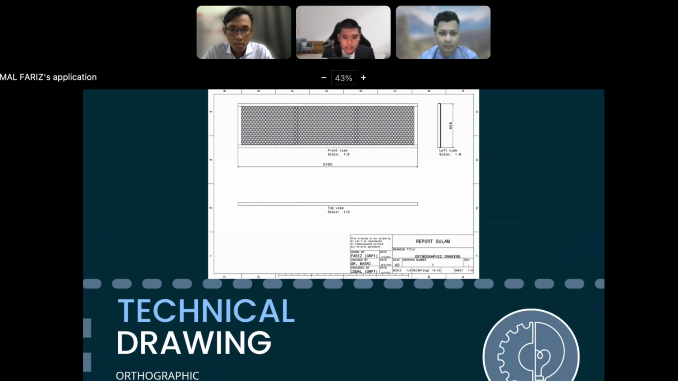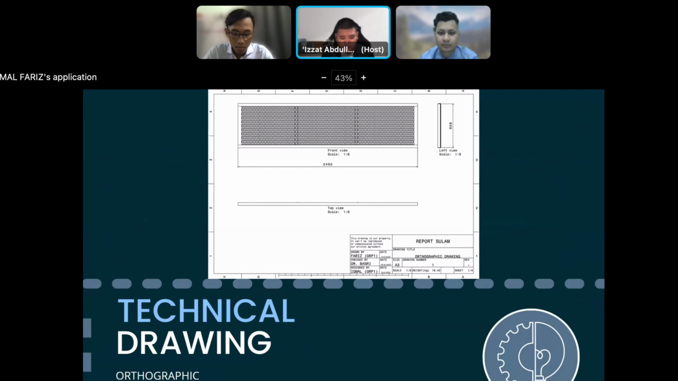Basically, this is the technical drawing of our project. As you can see, this is the orthographic view. The project's length is approximately 2,490 millimeters. The width of the project is 608 millimeters. And as you can see, this is the front view, left view, and also the top view of the project.